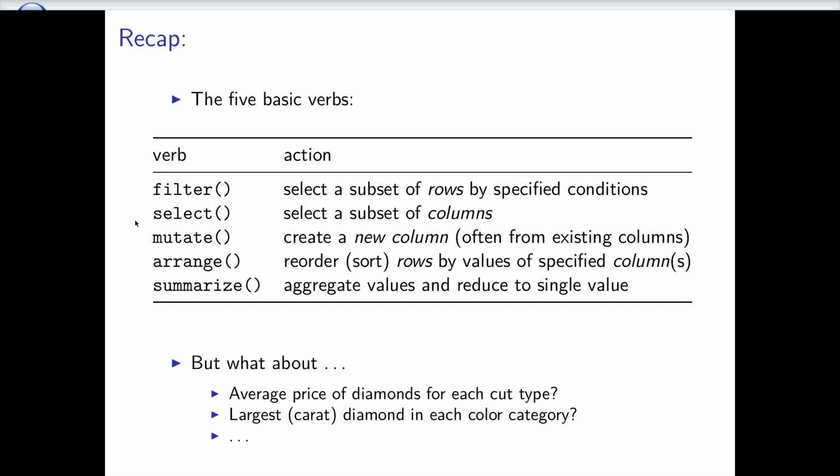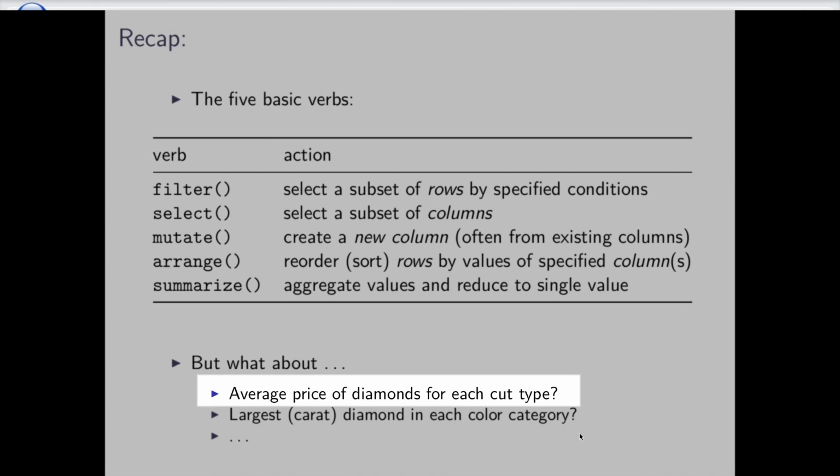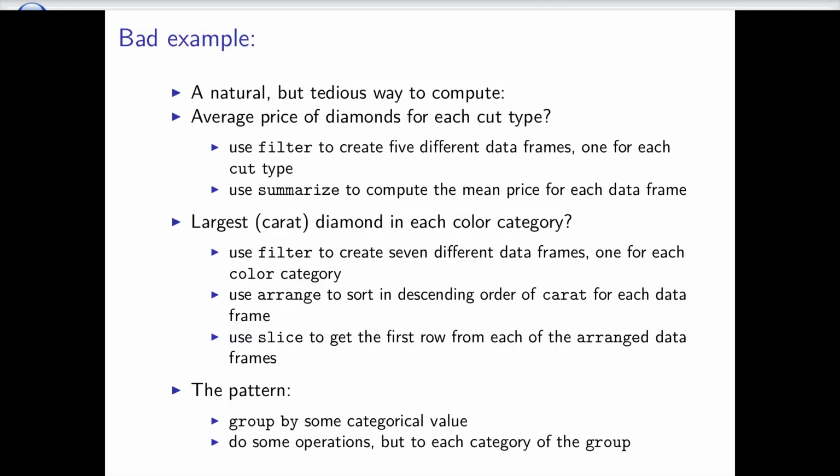So that covers all the 5 basic verbs. That's filter, select, mutate, arrange, and summarize. And I started by telling you that these 5 verbs will let you do most of your data manipulating tasks. What about trying to get the average price of diamonds for each cut type? Or maybe finding the largest carat diamond, but in each color category.